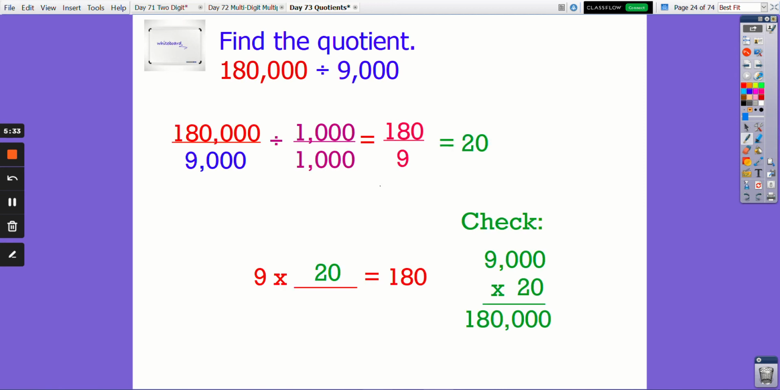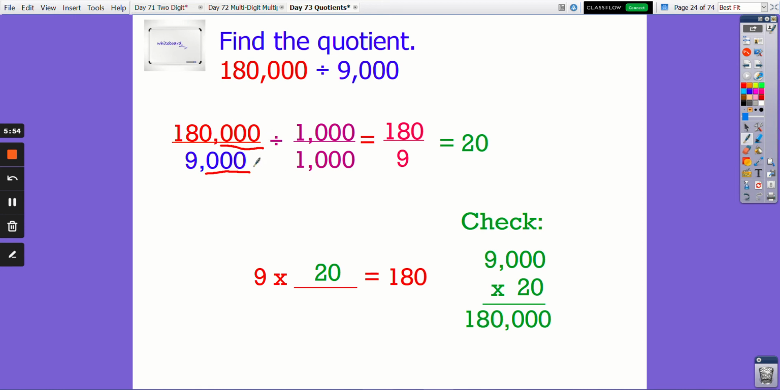Okay, hopefully you set it up like this: 180,000 divided by 9,000. So look, we've got 3 zeros here. We have at least 3. We've got more on top. We've got 4, but we can divide by 1,000. So when we divide by 1,000, those zeros are going away.